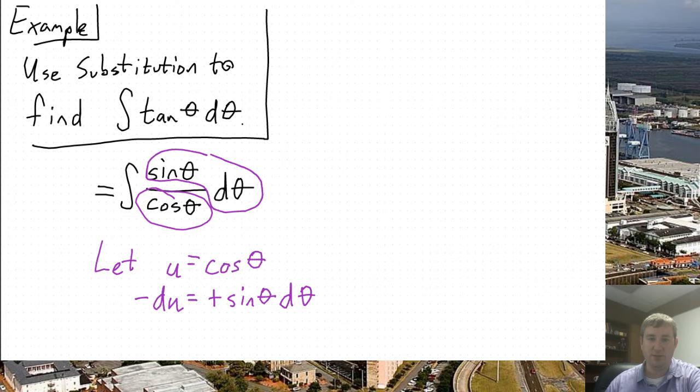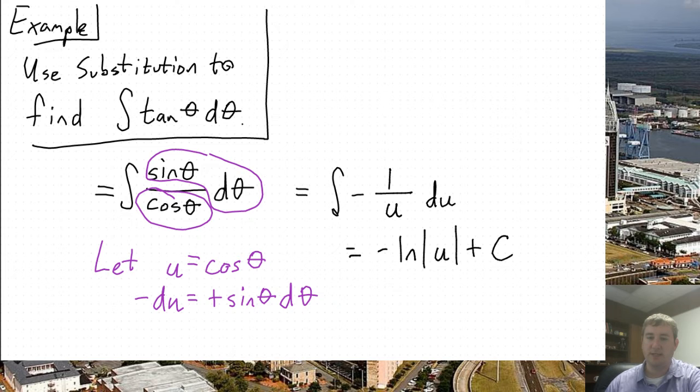So let's make those changes. I've got the integral. Sine of theta d theta becomes negative du, and we have 1 over cosine, which is 1 over u. That has a very simple antiderivative: the negative natural log absolute value of u plus c. Now I made up this u, so that becomes the negative natural log of cosine theta plus c. And that's a good final answer right there.